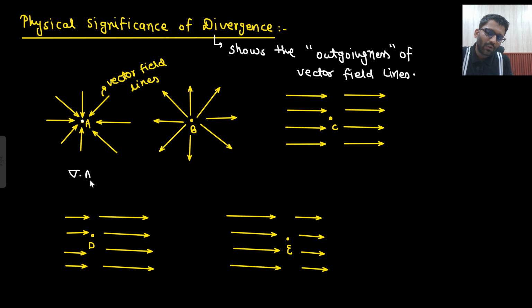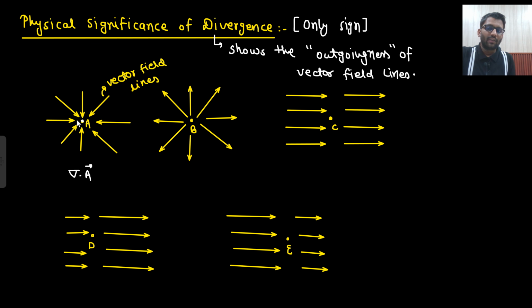So for divergence, here I am telling the physical significance only about the sign. I am only discussing the sign. What will the magnitude show? That we will see when we study integral calculus. I have already told this in the beginning of the lecture.